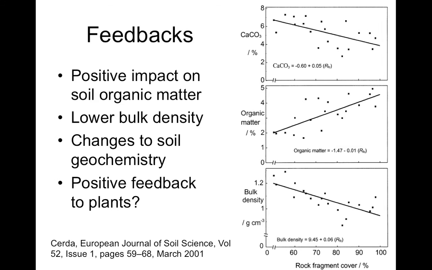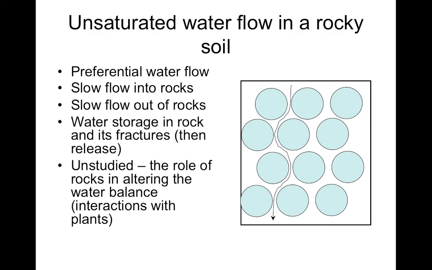And rock fragments have impacts on other soil properties. In this case, they impact calcium carbonate content, the organic matter content, and the bulk density, which are all going to impact things like infiltration rates and how easily plants grow. Organic matter, of course, impacts hydraulic conductivity. And generally, the more organic matter, the higher your hydraulic conductivity. The bulk density is decreasing, and so on. So they're going to make it potentially better for plants to grow in. Okay, I'm going to skip on this one.